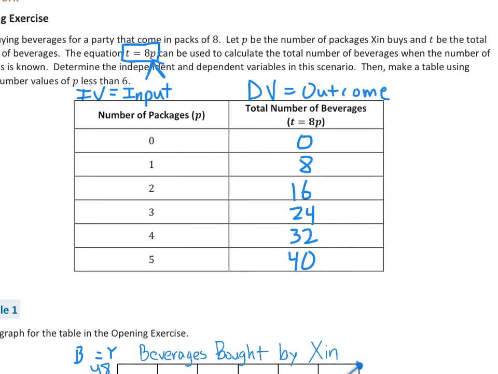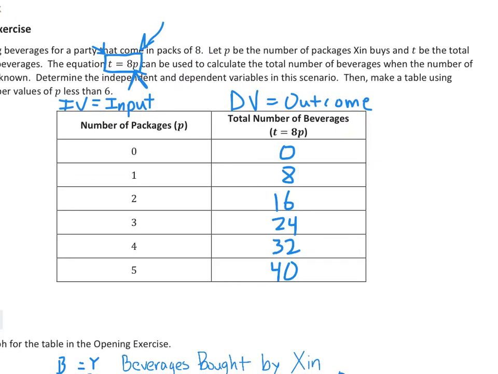So the independent variable is usually what you're multiplying by something, or dividing by something, or adding with something. The dependent variable is usually what you get out of it, the answer. All right, so because it depends on the other side of the equation. So let's take this information that we put on here in our table of how many beverages we'd get based on how many packages we get, and let's put it in a graph.